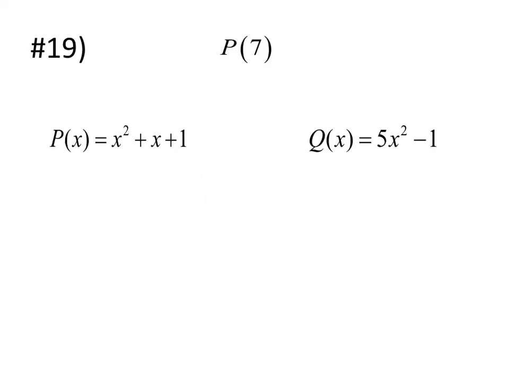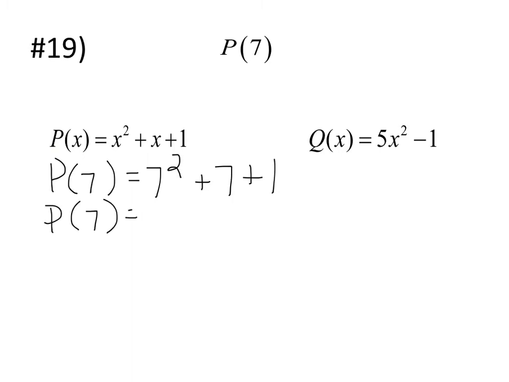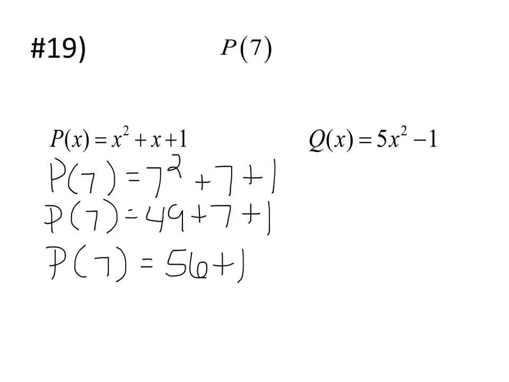Okay, now they want to know what p of 7 is. So which one are you going to plug into? You're going to plug into p of x or q of x. We'll plug into p of x, so we're going to do p of 7. Everywhere there's an x, we're going to put a 7. So 7 squared plus 7 plus 1. 7 squared is 49. Plus 7 plus 1. 49 plus 7 is 56. So p of 7 is 57.